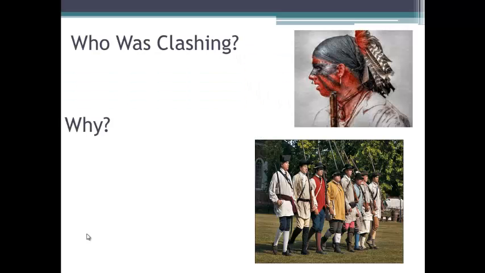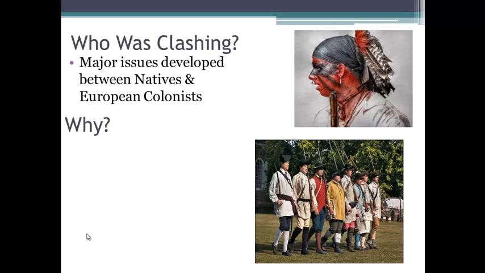All right, so we're going to talk about who was clashing. Mr. Lawrence, tell us who was clashing. All right, so there's two major groups that we have at this time period in North America. Obviously, we know Europeans weren't the first humans to the North American continent. There were millions of natives that lived here already. So these native tribes will come in contact with newly arriving Europeans, and they will have clashes, unfortunately.